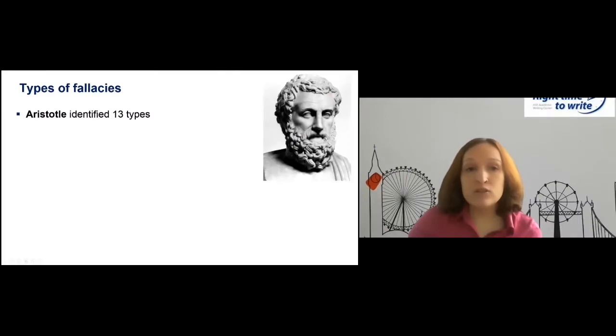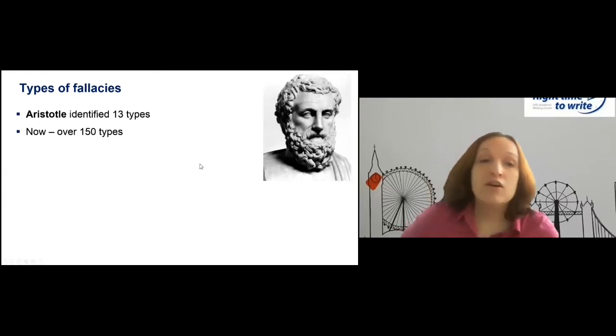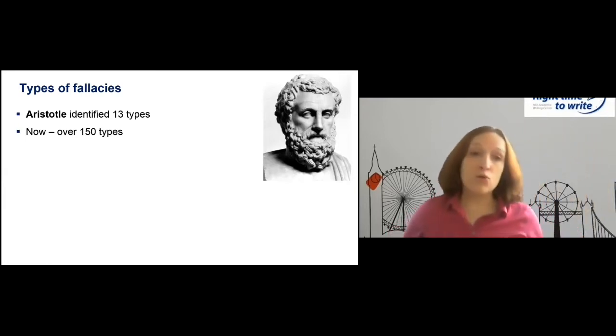All right, now we are going to touch upon the types of fallacies, because it's necessary. I think I have to mention it, but very briefly. Aristotle identified 13 types. The modern logicians have identified over 150 types, and the number of types keeps multiplying. And of course, we don't need to go into such detail. We'll just focus on the most common types.